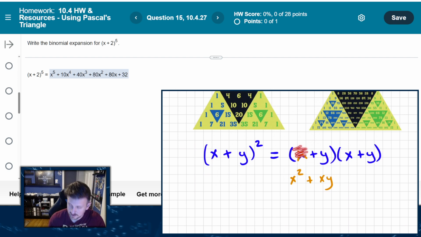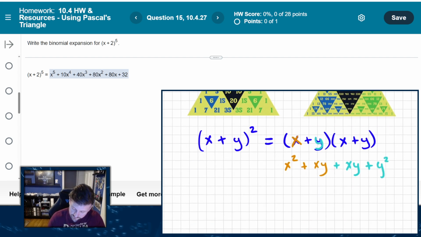Now I'm going to cover up this x, and now I'm going to distribute this y into that second binomial. So I'm going to have y times x, which we will write as xy, and then y times y. I'm going to color this in that teal. So we're going to have plus xy, and then plus y squared. Then we can combine like terms, and we end up with x squared, which doesn't have a friend, but I have two xy terms. So we have a coefficient of 2. Coefficient is the number in front of the variable, plus y squared.